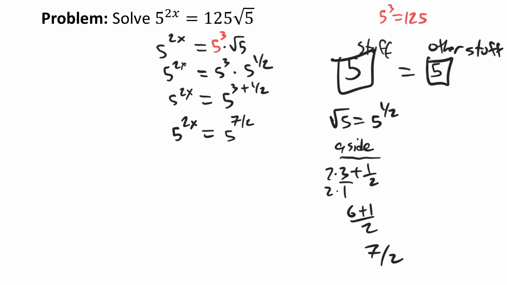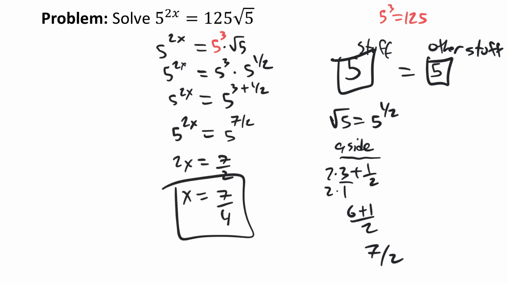So that's going to give you 2x equals 7 over 2. Now we can drop the base. Divide by 2, and x equals 7 over 4. So again, it's really, really important that when we see those square roots or cube roots, we rewrite them as an exponent.